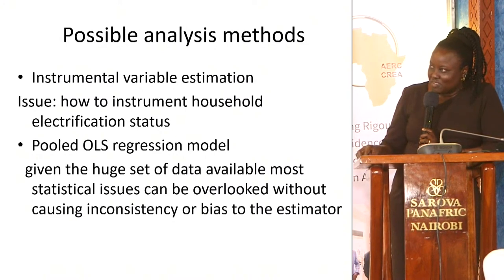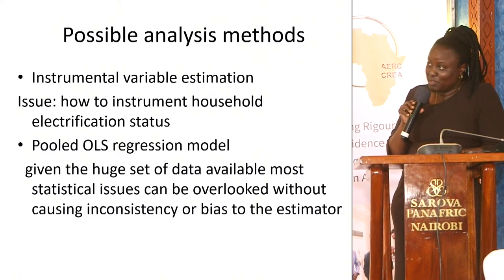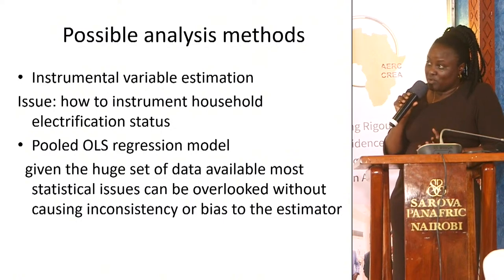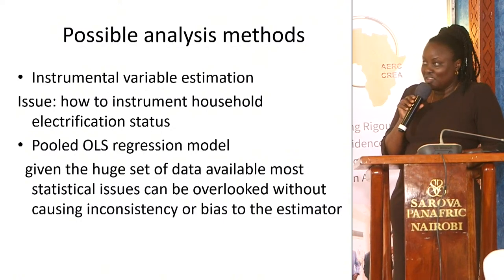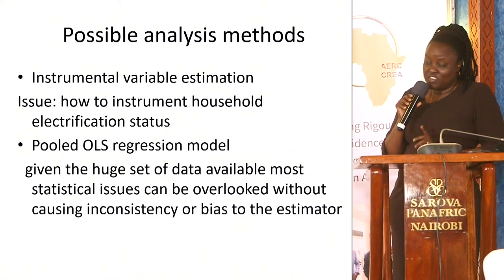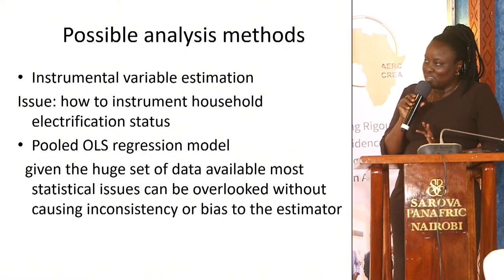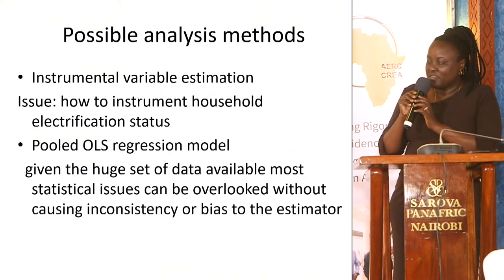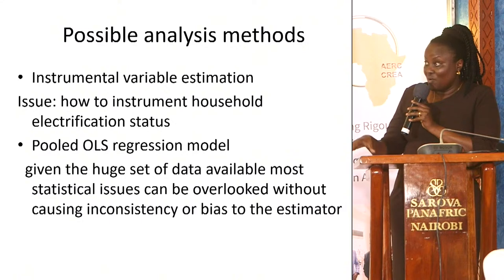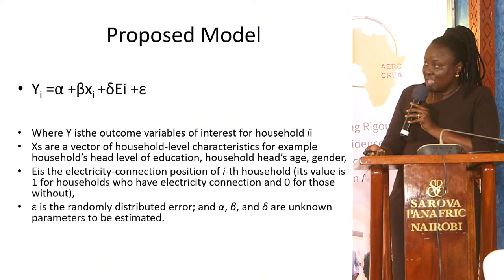Then I'm proposing two possible methods of analysis, and this is also another issue where I would like to hear your comments. One is instrumental variable estimation, so a possible instrument for electrification status in a household. The other method I'm proposing is probably to use pooled OLS regression, because we have very rich data in Kenya on households that is collected by the Kenya National Household Budget Survey.